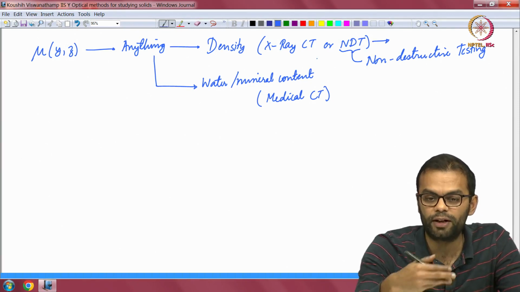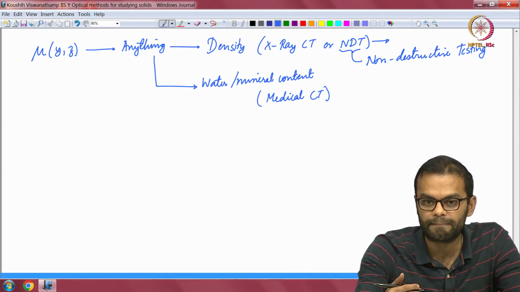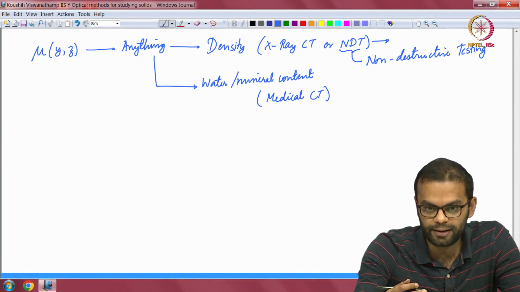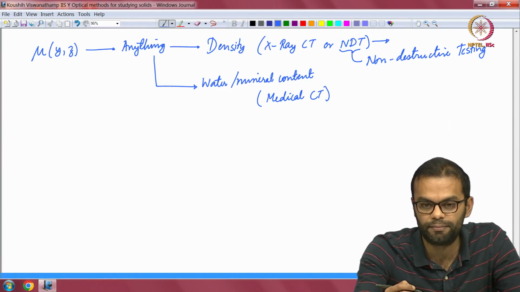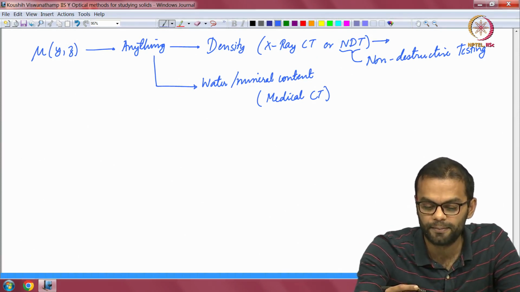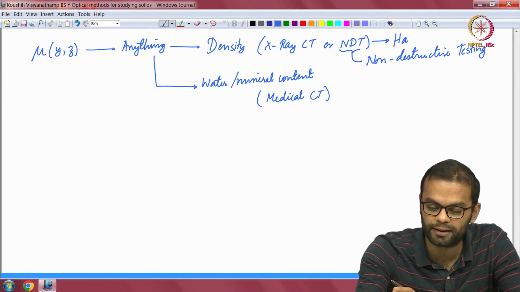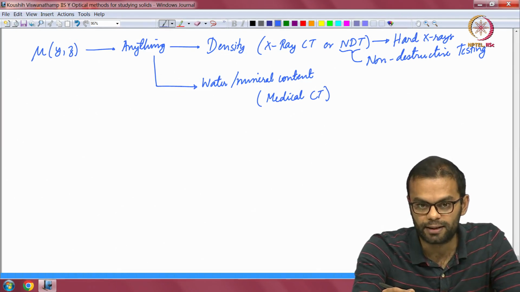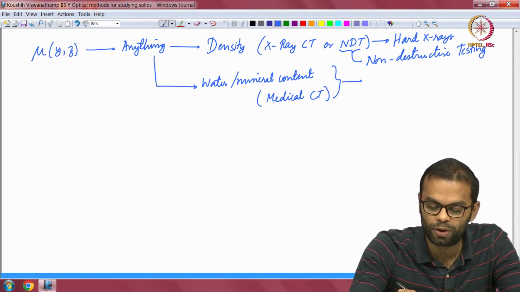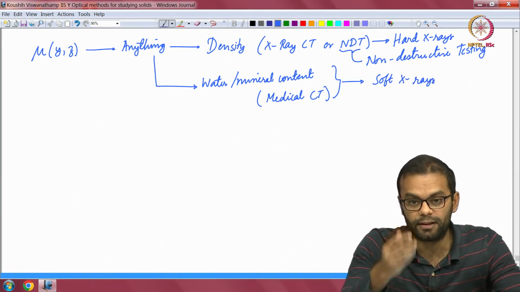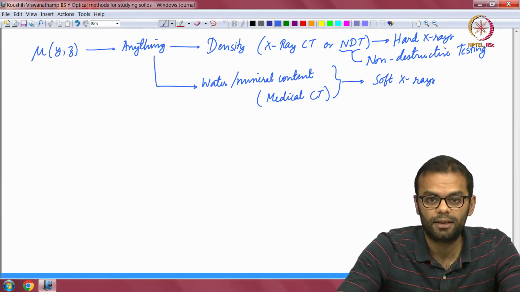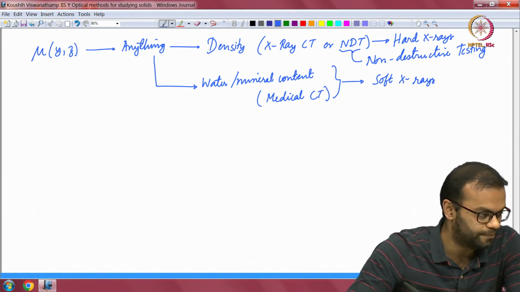So usually when you are working with metals, the intensity and the energy of the X-rays that are incoming should be somewhat larger because their absorptivity is larger. So you use typically what are called hard X-rays over here. So these are higher energy, smaller wavelength X-rays, and over here you usually use what are called soft X-rays. So these are lower energy, larger wavelength, lower frequency X-rays. That is just a detail you want to keep in mind.